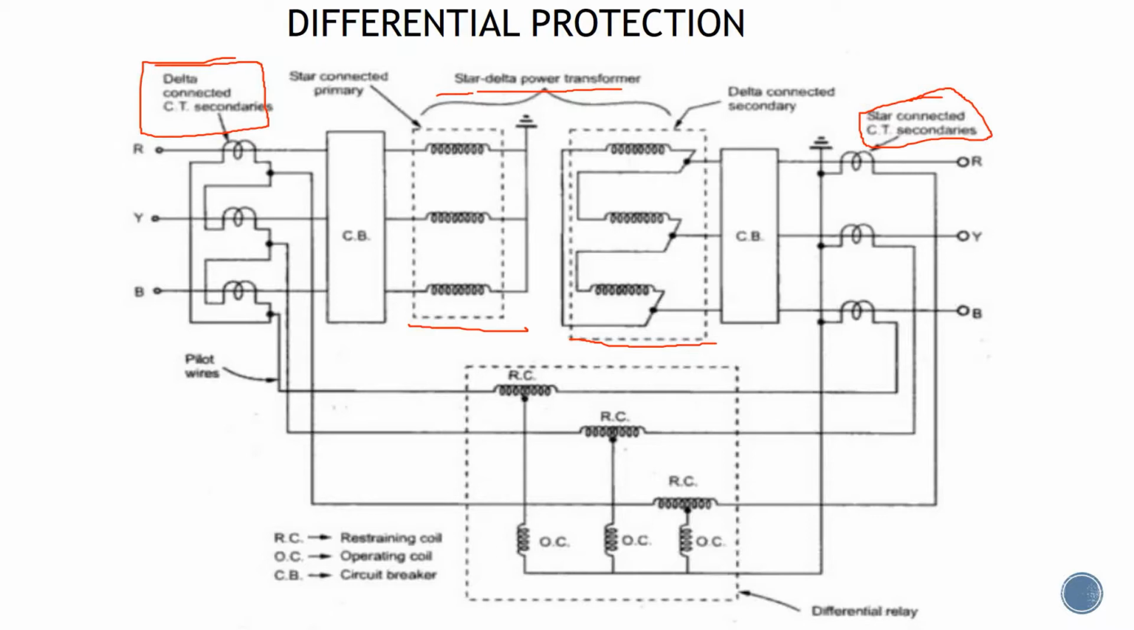We must understand that for normal operation, the pilot wires must be carrying the same amount of current. That is, the current flowing in the pilot wires from both sides of the power transformer must be the same. Otherwise, this will be detected as a fault and the relay will operate in that case.